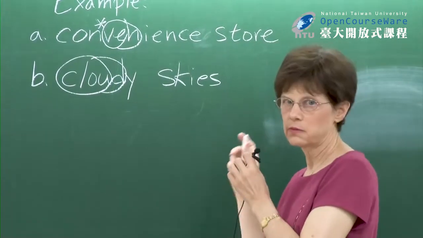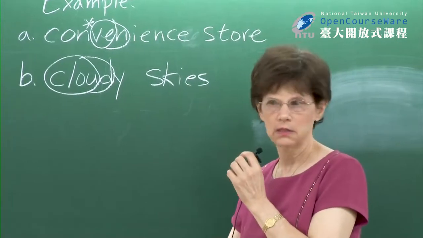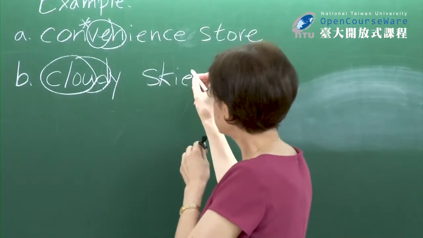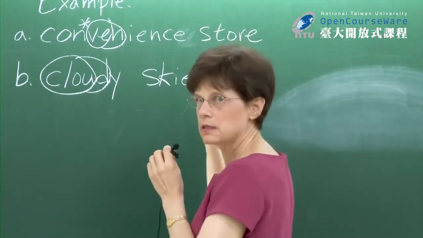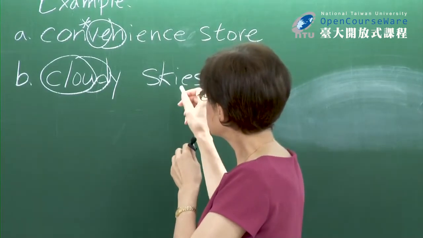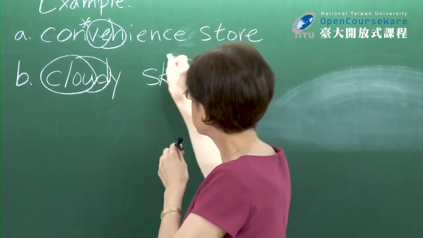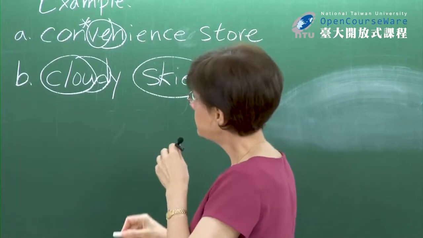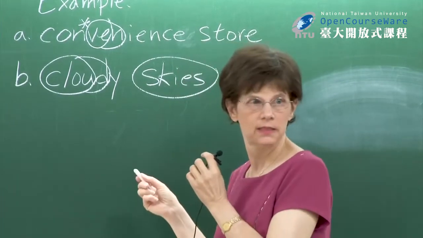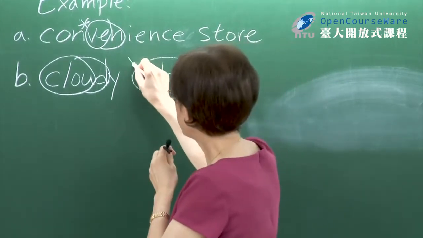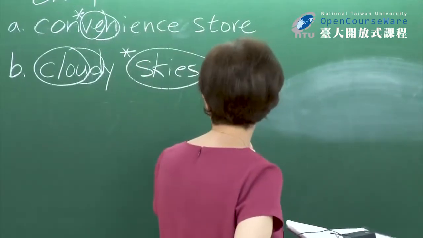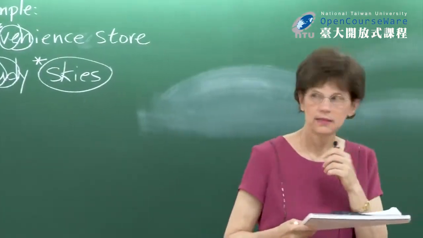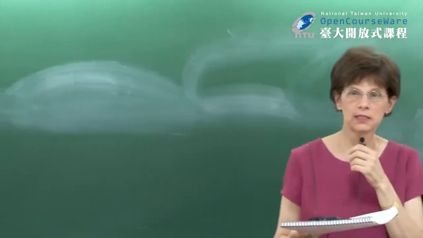And then how about, what else do we circle? 圈到哪里? S, K, the whole thing. And what do we do next? Put an asterisk right here, okay? Cloudy skies. So is everybody clear now how to do this?